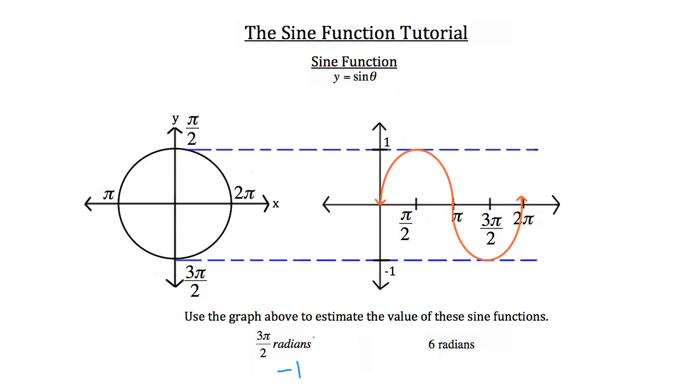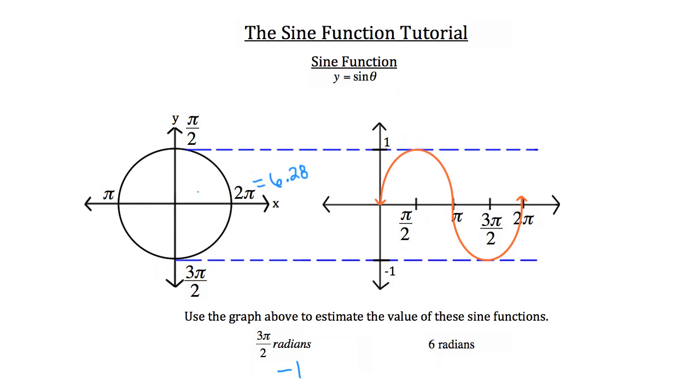Now let's take a look at the problem on the right. They want us to estimate the value of the sine function at 6 radians. Well, remember that the distance around the unit circle is 2 pi radians, and pi is roughly 3.14. So 2 times 3.14 is 6.28, so you could say a full trip around the unit circle would be 6.28 rads, or radians, whichever you prefer to say. And they want us to go around 6 radians, so almost a full trip around the unit circle.